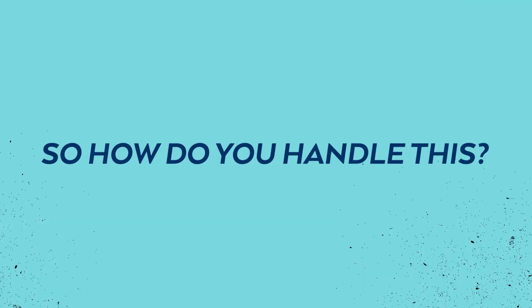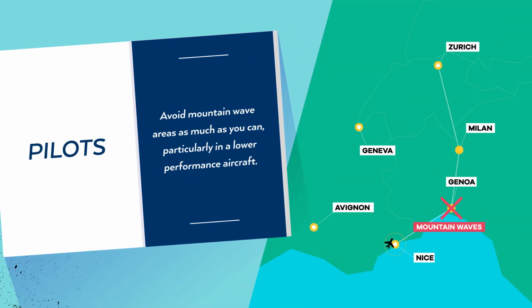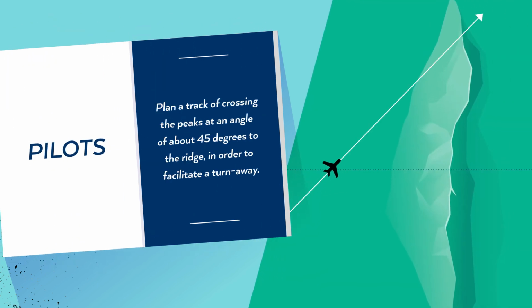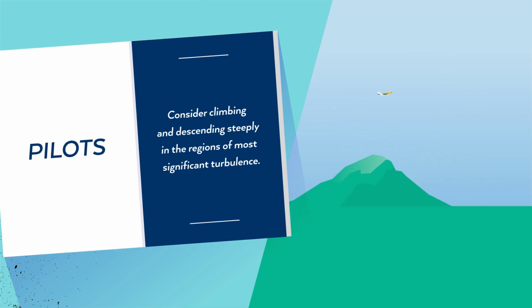So how do you handle this? Pilots, avoid mountain wave areas as much as you can, particularly in a lower performance aircraft. Plan a track of crossing the peaks at an angle of about 45 degrees to the ridge in order to facilitate a turnaway. Cross well above the terrain, 5,000 feet or more above the highest point if performance permits. Consider climbing and descending steeply in the regions of most significant turbulence.